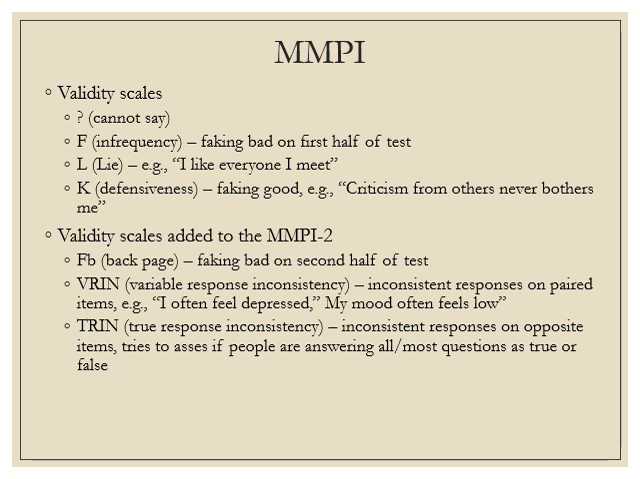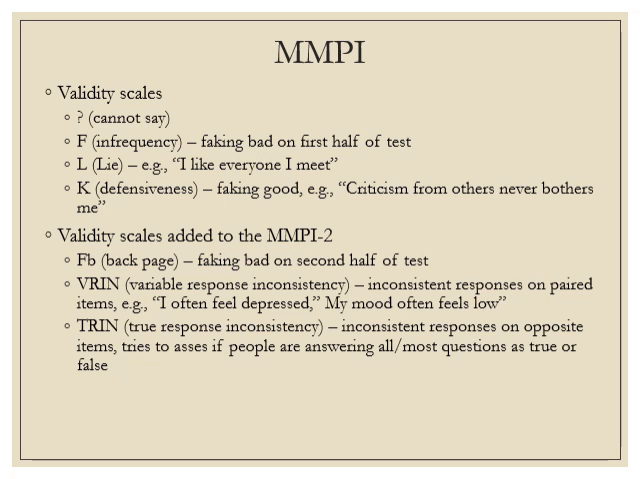There's the lie scale, which is a slightly different type of lying, like saying I like everyone I meet. No one actually likes everyone that they meet. So that would, again, be kind of an infrequent response.